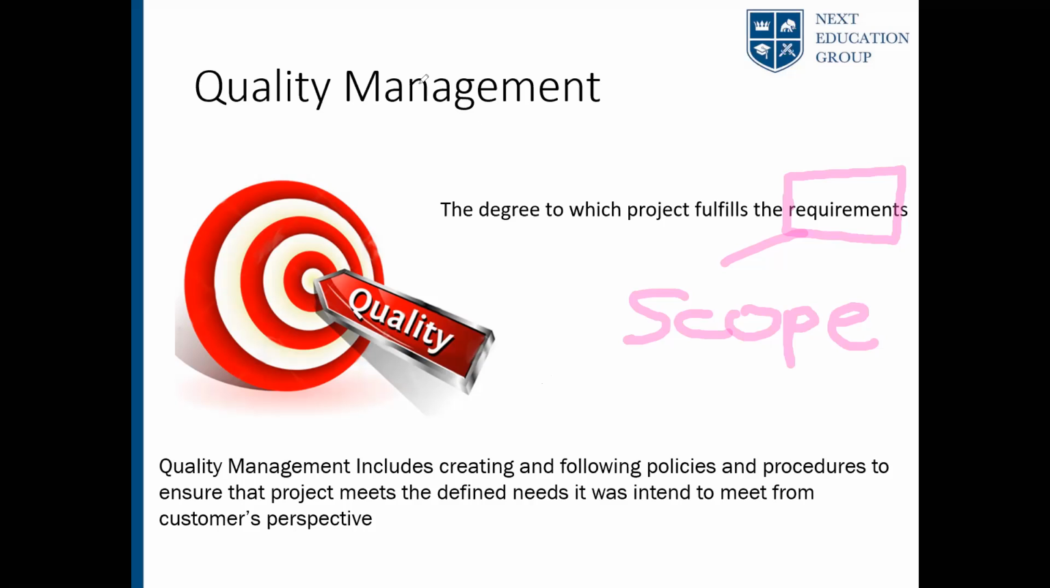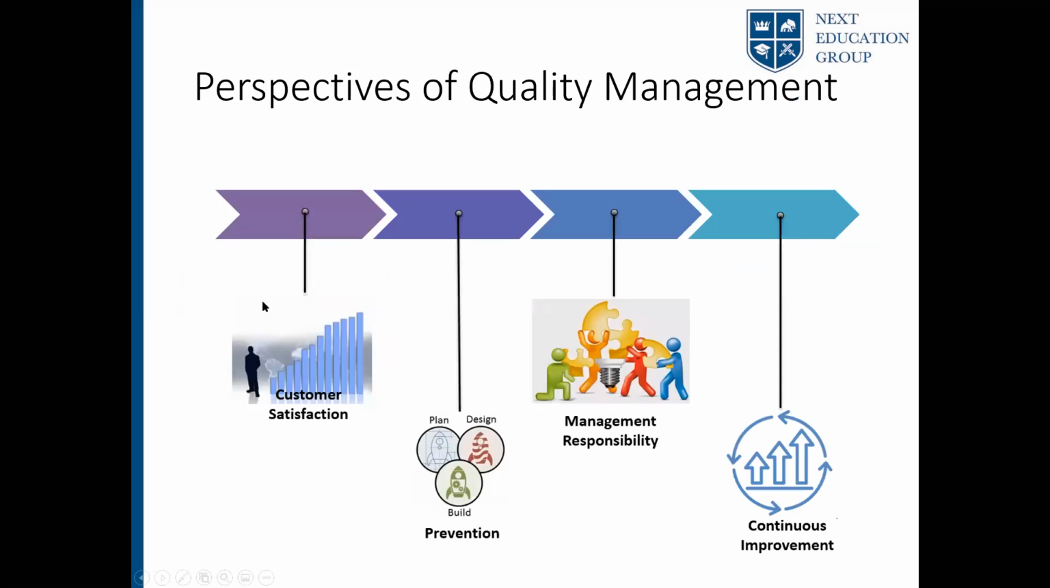So when talking about quality perspective, there are multiple areas that we need to look into, right? One is in terms of customer. How customer looks at quality. What is customer's expectation? Am I conforming to customer requirement? So ultimately, the product that you are delivering should meet customer expectation, right? So that's one perspective of quality management.